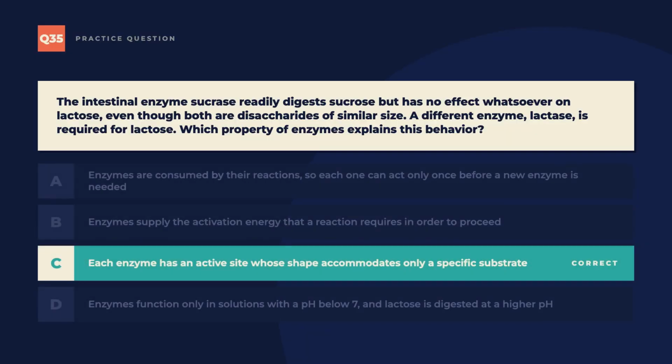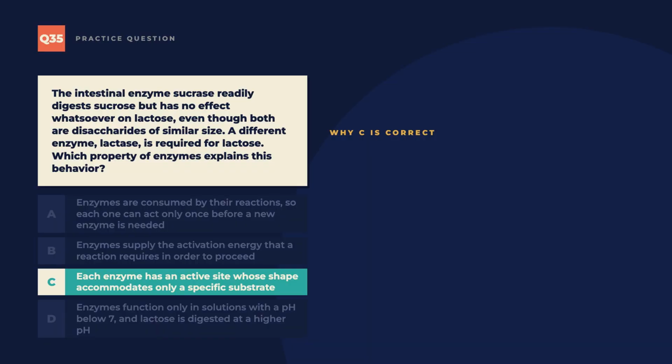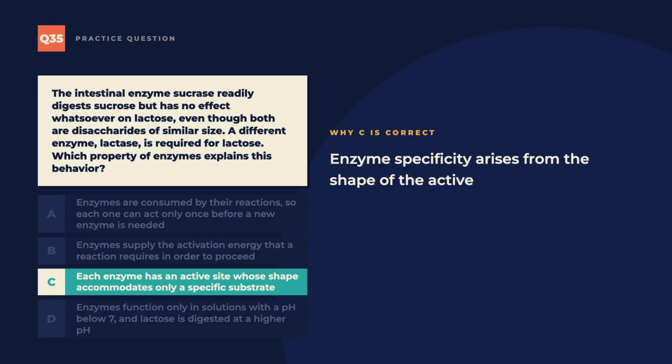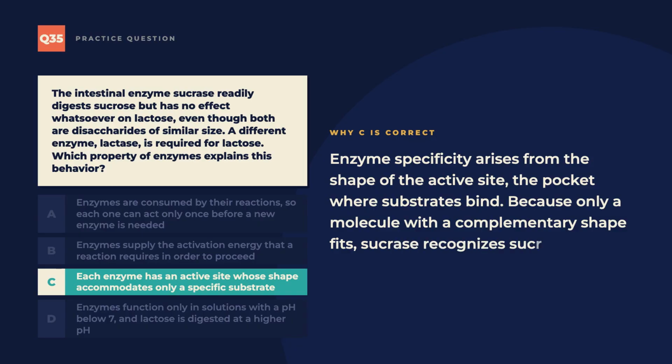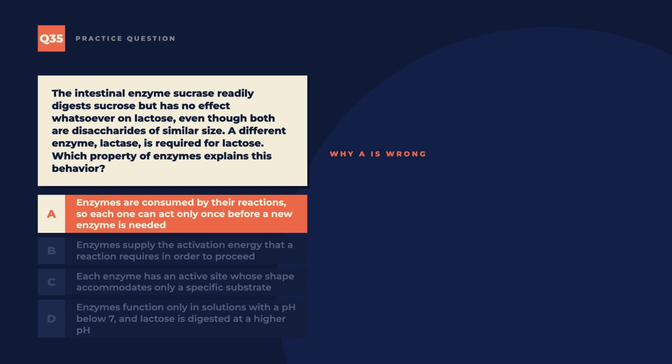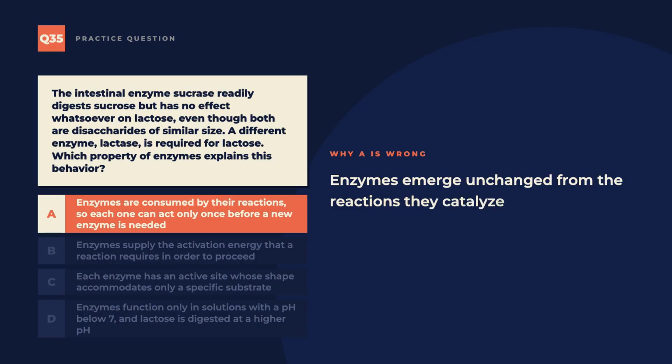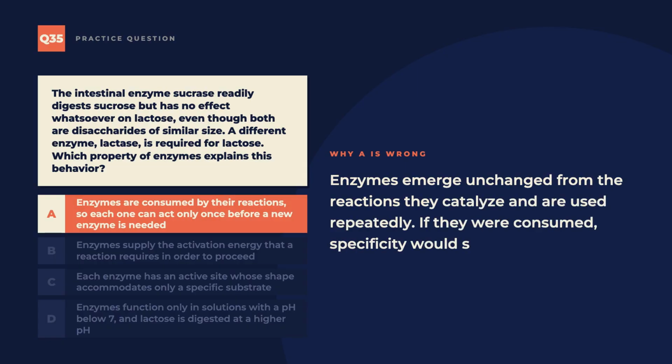The correct answer is C. Each enzyme has an active site whose shape accommodates only a specific substrate. C is correct because enzyme specificity arises from the shape of the active site, the pocket where substrates bind. Because only a molecule with a complementary shape fits, sucrase recognizes sucrose and ignores lactose entirely. A is wrong because enzymes emerge unchanged from the reactions they catalyze and are used repeatedly. If they were consumed, specificity would still not be explained.